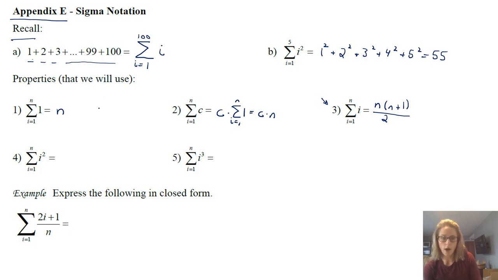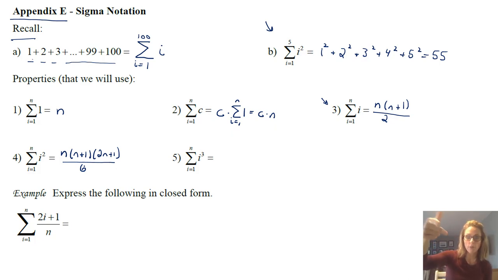And we have the same thing for i squared. This would be what I did here, but if you were doing this a bunch of times, you would have n times n plus 1 times 2n plus 1 over 6. So notice we did that with n being 5 up at the top of the slide, and notice that if we put 5 into here, we'd have 5 times 6 times 11 divided by 6. And you can see that that would in fact be 55, which is what we got over here.